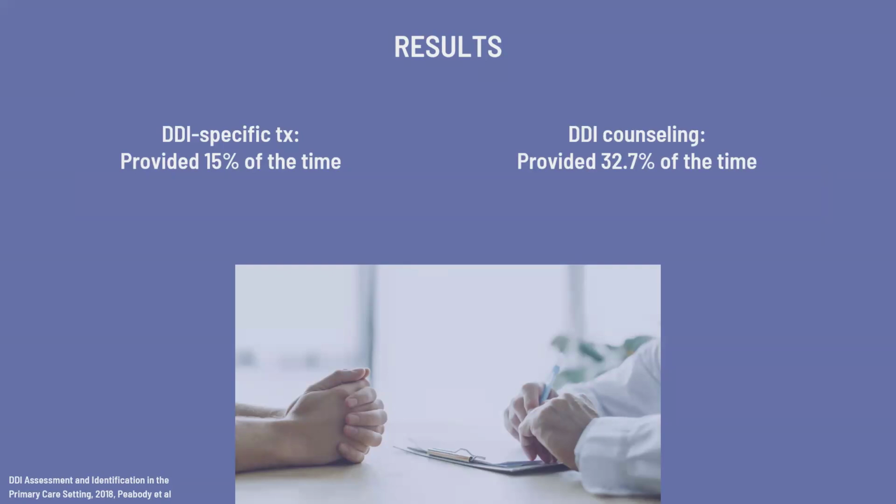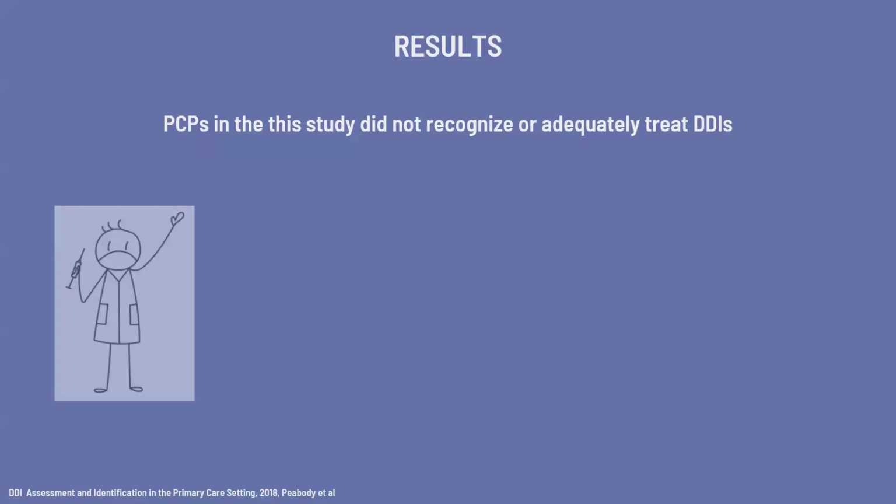So drug-drug interaction specific treatment was provided 15% of the time, and of the physicians who recognized that there was a drug interaction, they only provided counseling 32.7% of the time. Other studies have shown that physicians only counsel patients on drug interactions and adverse reactions less than 25% of the time. So overall, PCPs in this study, they didn't recognize or adequately treat the drug-drug interactions.